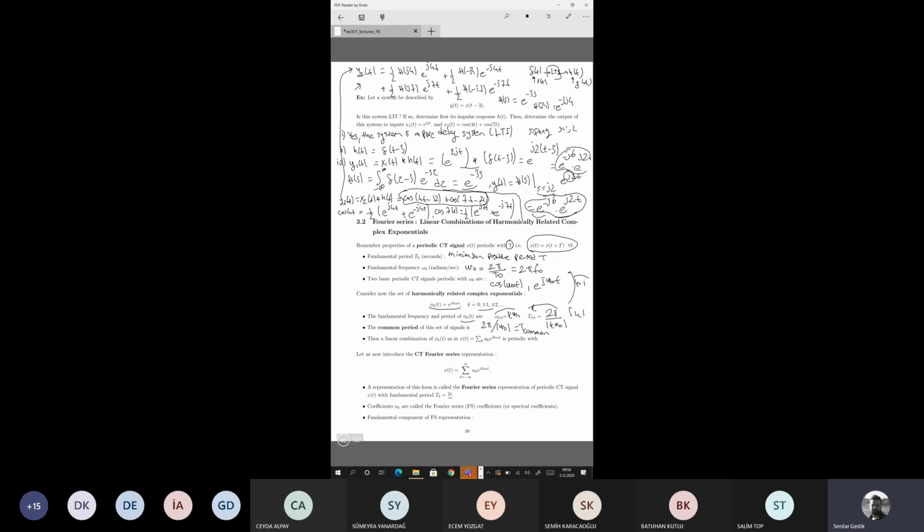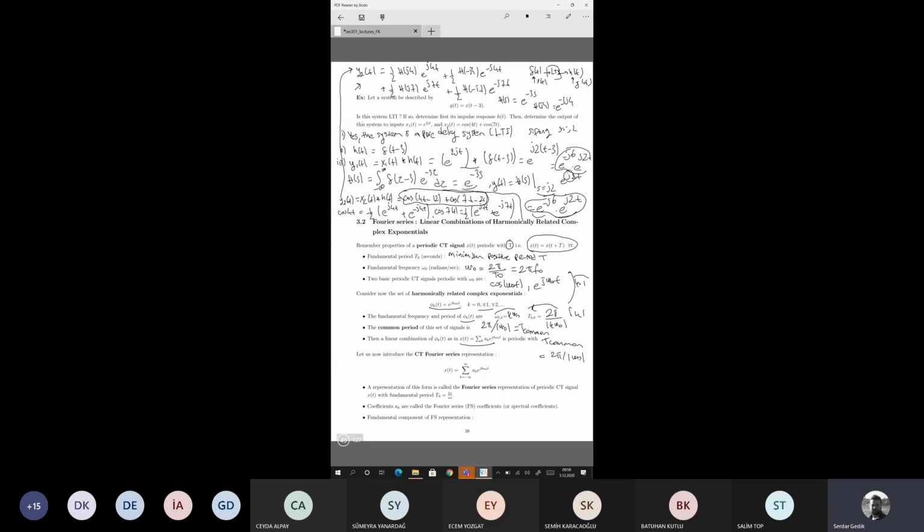So if I have a linear combination x(t), it turns out that this linear combination is also periodic with the common period. Okay, so it is equal to 2 pi over the absolute value of omega 0. So this is the common period.